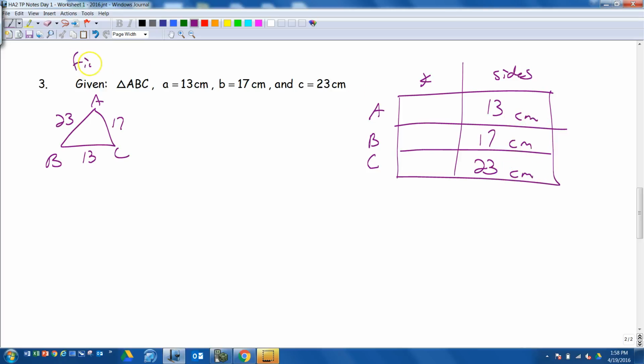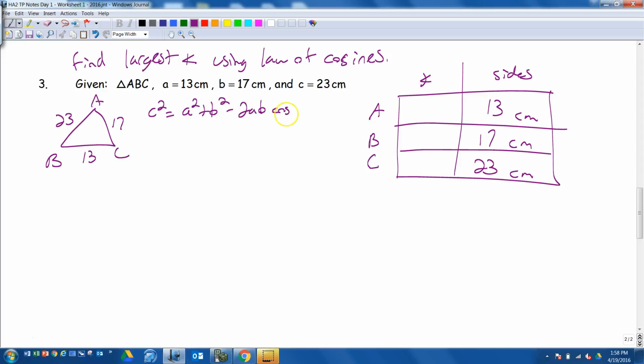So find the largest angle using law of cosines if you're finding an angle. Okay, so in this case the largest angle would be C. So my setup will be C squared equals A squared plus B squared minus 2AB cosine of C. Now I'm going to start plugging my values in. C is 23 squared equals 13 squared plus 17 squared minus 2 times 13 times 17 cosine of C.